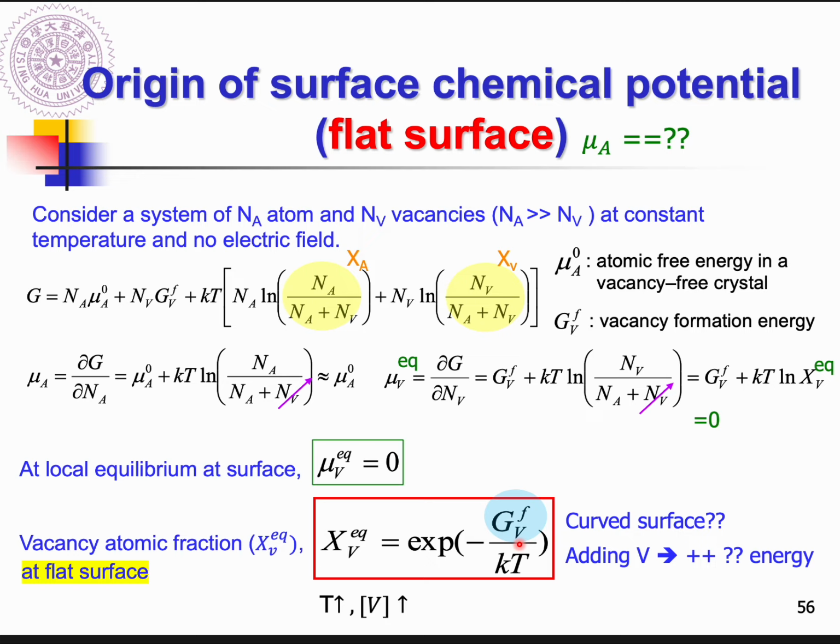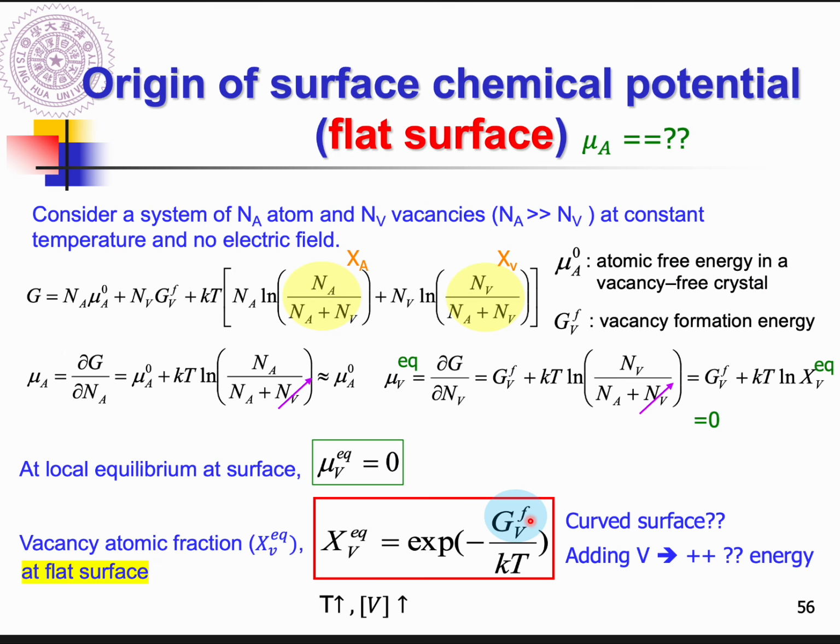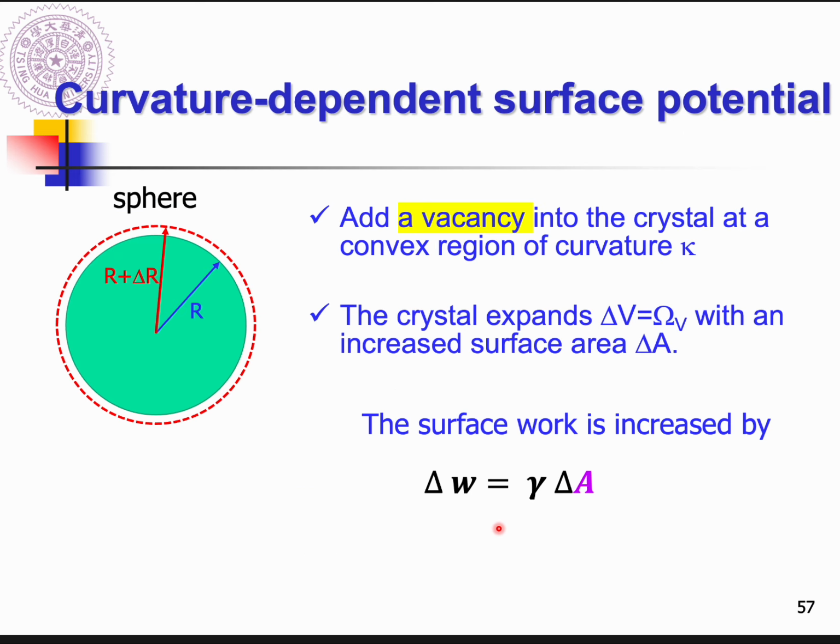So you can imagine that we add some vacancies on the curved surface or on the flat surface. We need to perform some extra work to put the vacancies on the curved surface, right? So that means we need to do some work on that. So in order to quantitatively know how to modify this vacancy formation energy, let's move forward. We need to know how much work we need to perform to put some vacancies on the surface. So let's take this as an example.